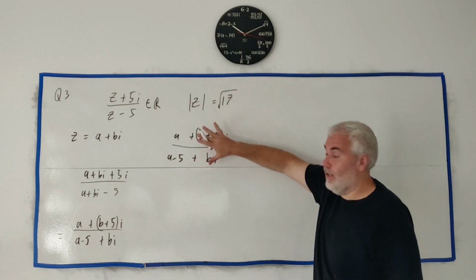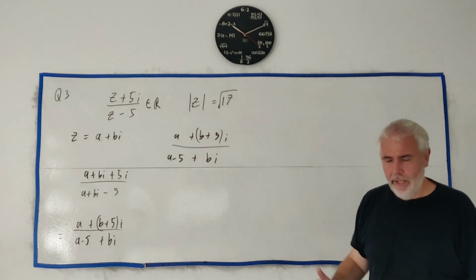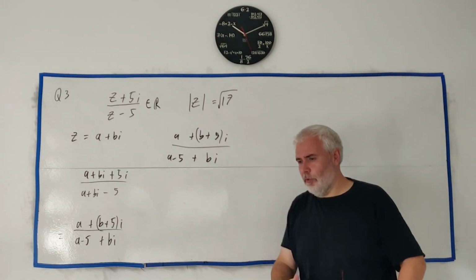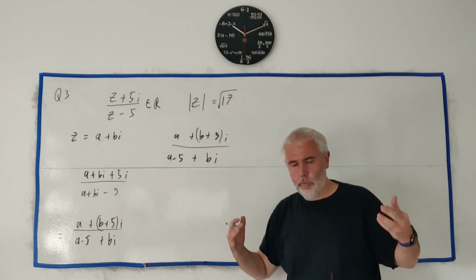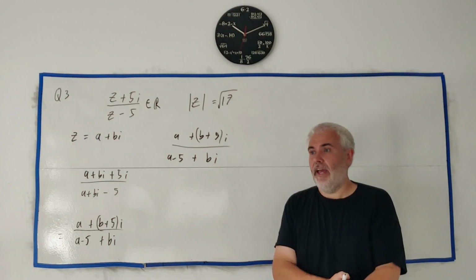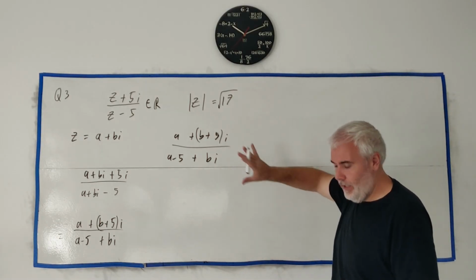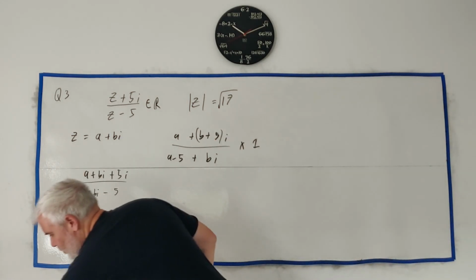This whole thing here is just one number, and any number, whether it's complex or not, you can multiply by 1. So if we multiply any number, 5 by 1 is still 5, 8 by 1 is still 8, minus 20 by 1 is still minus 20, 8i by 1 is still 8i. So we can multiply this by 1 if we want.